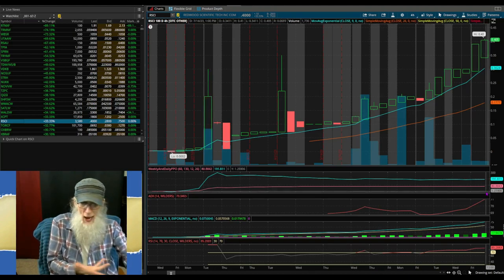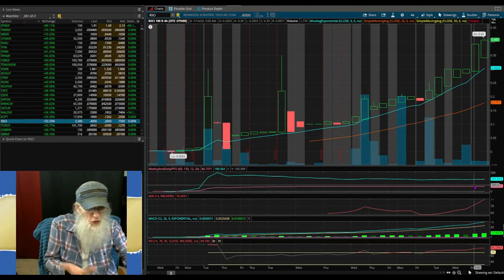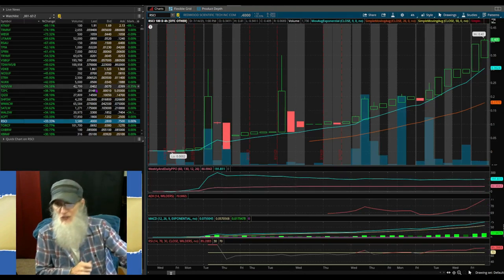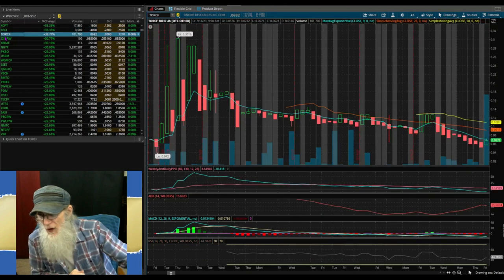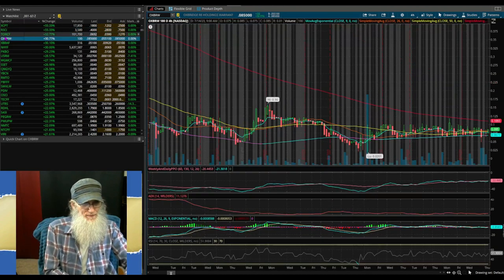Oscillators don't look too bad. They all look warm. PPO could warm up, but I mean, come on, that's a nice chart. So we come back over here and just keep on rolling.